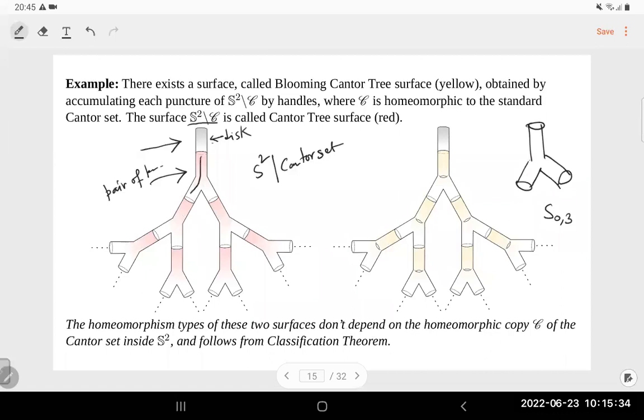So here is a pair of pants. Then it has two boundary components. I add another pair of pants here, another pair of pants here. Again, binary pattern. Pair of pants here, here, here, here. So you have to continue. It's a binary pattern. So the limiting surface will be S2 minus Cantor set.